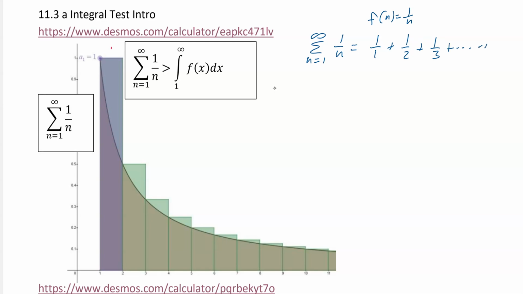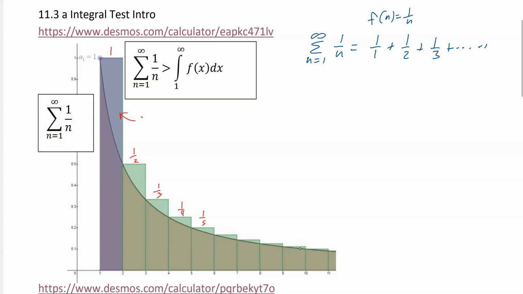So what it's giving us is our heights. That's 1, that's a half, that's 1/3, 1/4, 1/5, and so on, as we move off to infinity. And if you look at that, our delta x here is 1. So we can say that this sum is this Riemann sum with left endpoints.